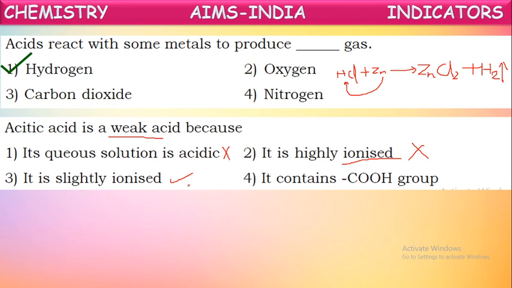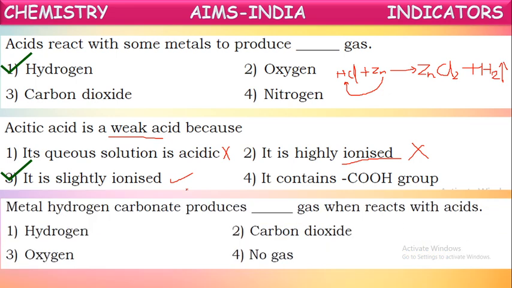All the molecules won't be ionized. If acetic acid is dissolved into water, very few molecules are ionized and produce a less concentration of H plus ions. That is why acetic acid is called a weak acid. The acids which ionize completely or in excess amount are called strong acids. The acids which ionize in less quantity or slightly ionize are called weak acids. Acetic acid is one of the weak acids because it slightly ionizes.